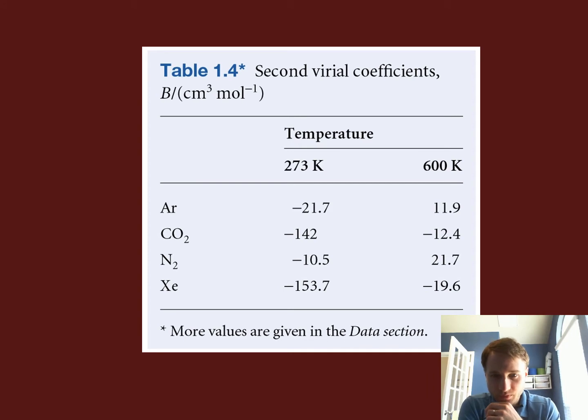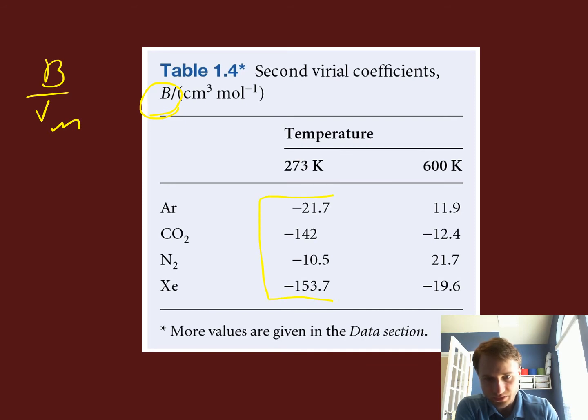Here are some examples of the second order virial coefficient, that B value in terms of B over Vm. That virial coefficient, for different gases at different temperatures, has negative values here, or potentially some positive values at higher temperatures.